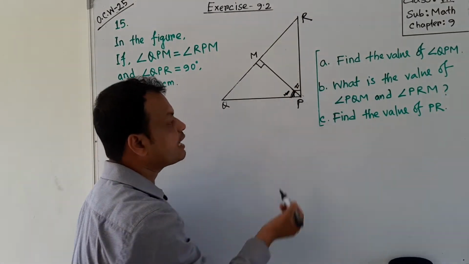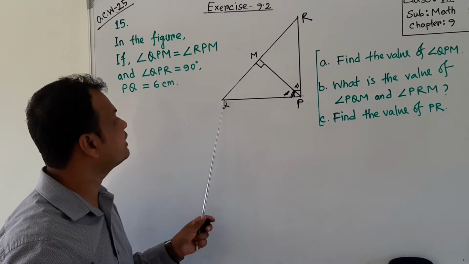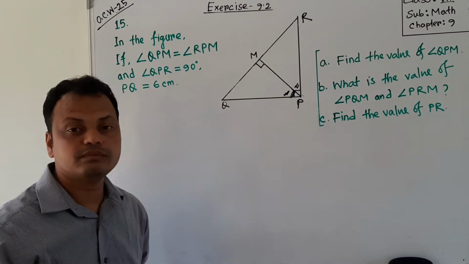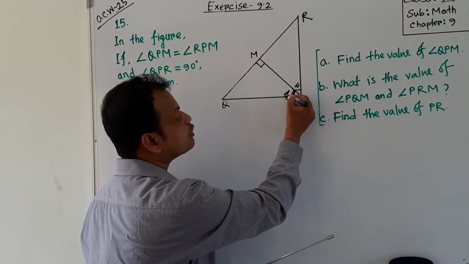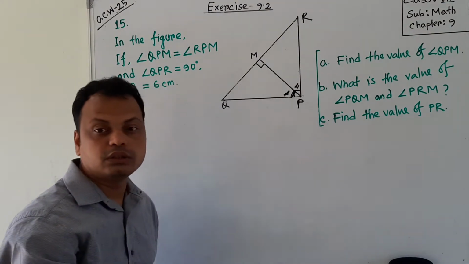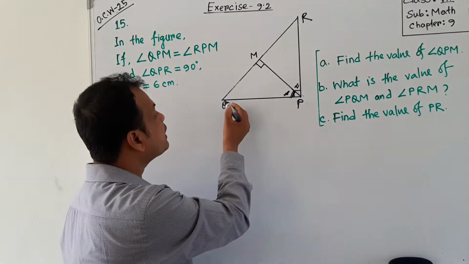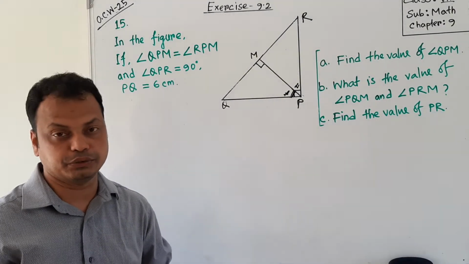So this angle and this angle are equal, and these two angles sum will be 90 degrees. Then what will be the value of this angle, angle QPM? The sum of 2 will be 90 degrees, then 1 will be 90 divided by 2, 45 degrees. So the value of angle QPM will be 45 degrees.